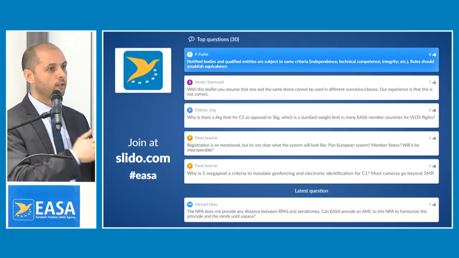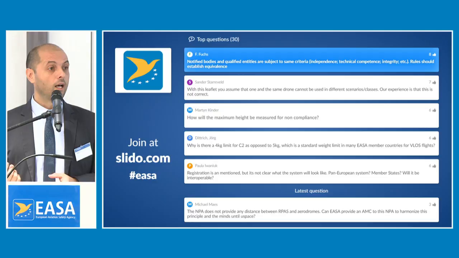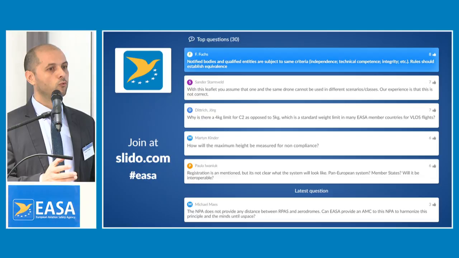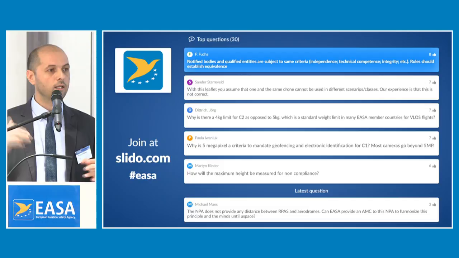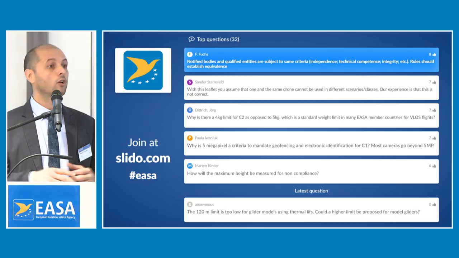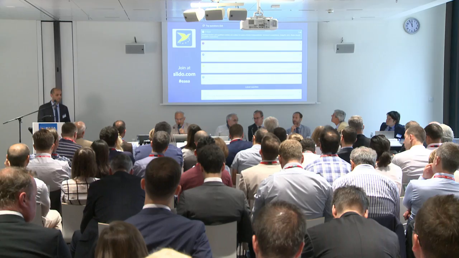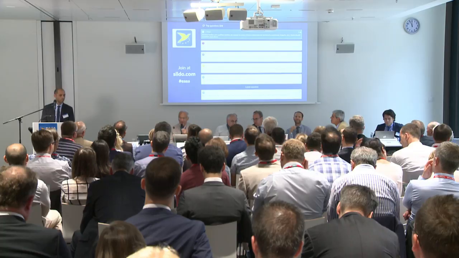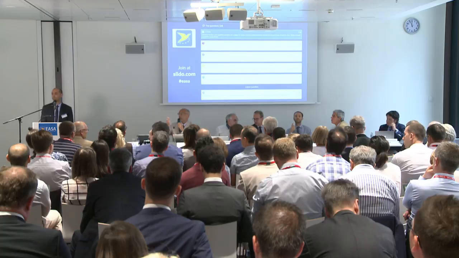On the C3 instead, we have some minimal set of technical requirements that will for sure reduce the possibility that the aircraft will fly at 120 meters. We have some lost link control management. And so, in this way, we mitigate the risk that they are flying closer to an area where there are populations. So this will be sort of the difference between C3 and C4. Okay, thank you, Natale. The question about notified bodies and qualified entities will be taken later by Jean-Pierre. And I think now we can give the floor to some questions.